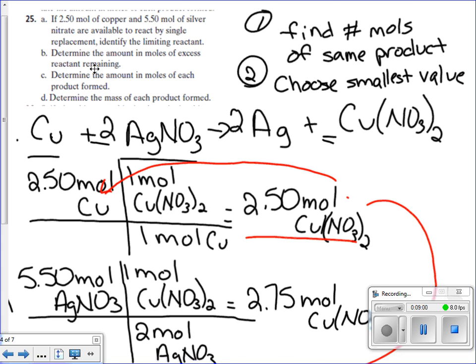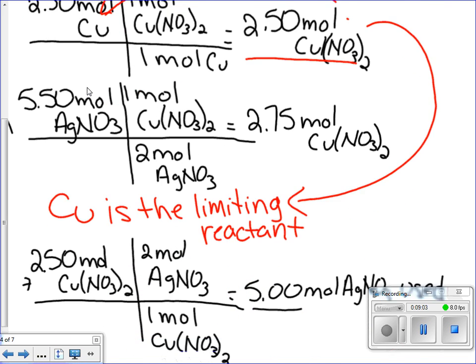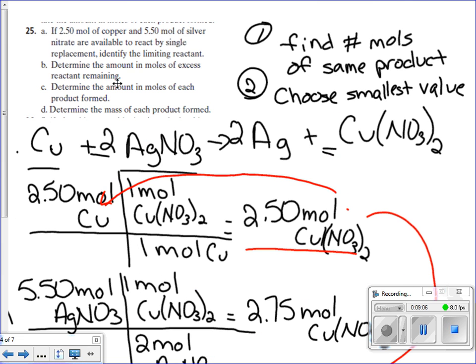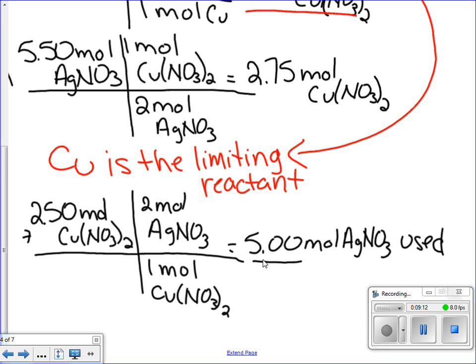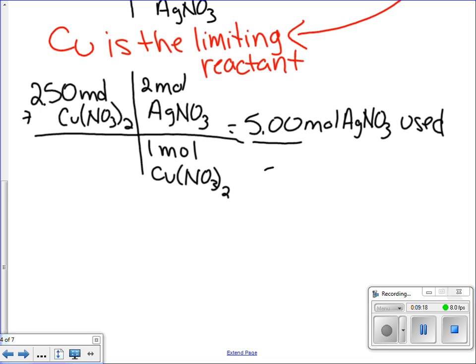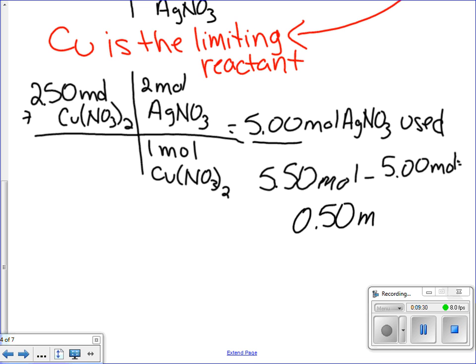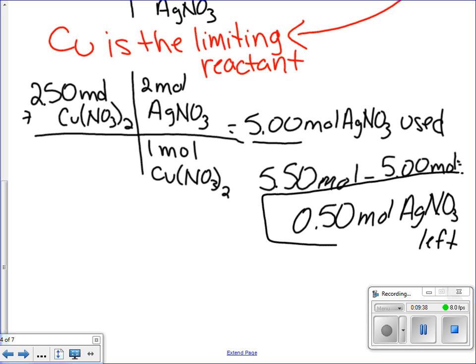So we calculate how much was used. To figure out how much is remaining, we have to subtract. It tells us we have 5.5 moles available, but if we look at our math here, we're only going to use 5 moles of it. So how much is going to be remaining? Well, real easy. 5.50 moles minus 5 moles. So we're only going to have a half a mole of AgNO3 left, or remaining. Okay, so that's our answer for B.